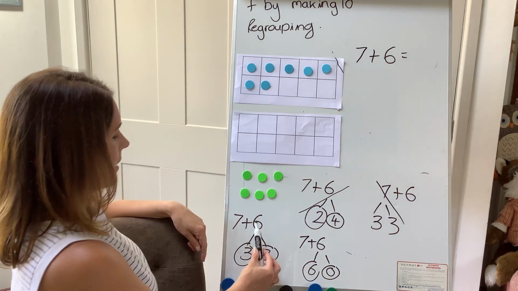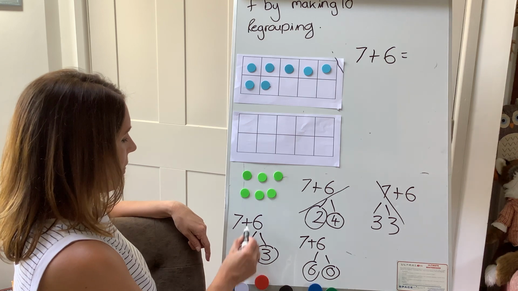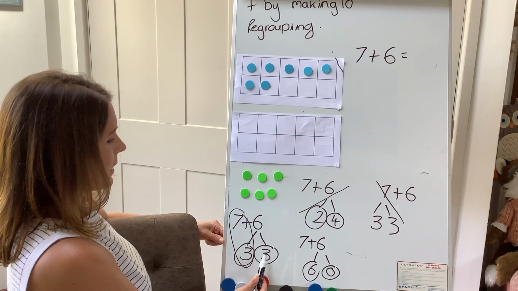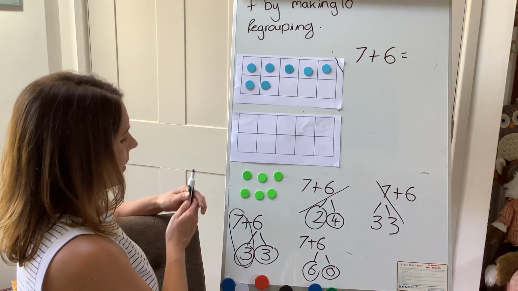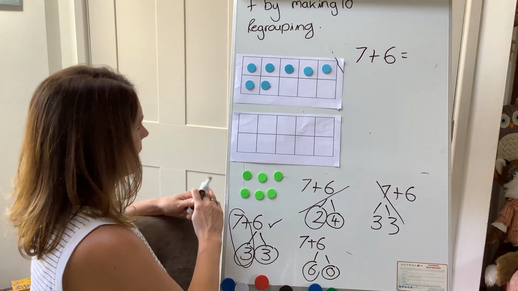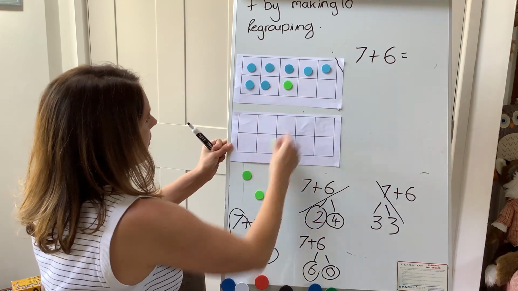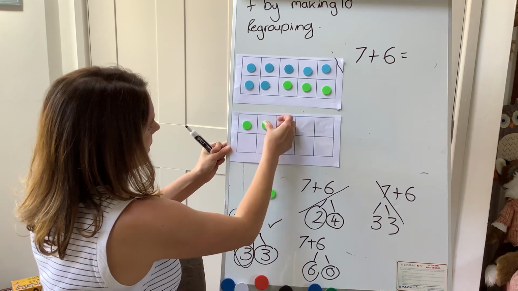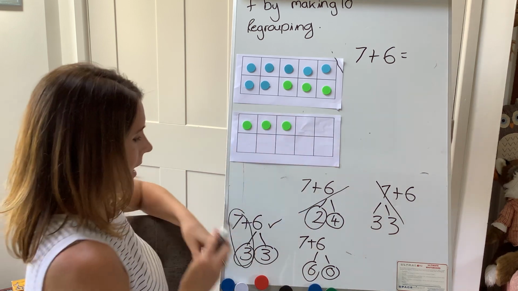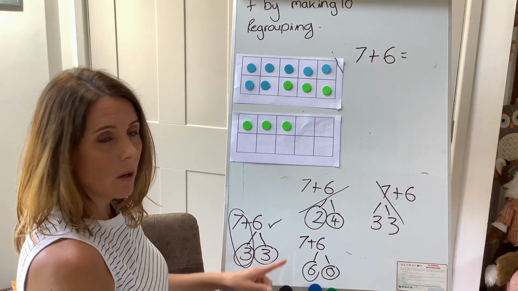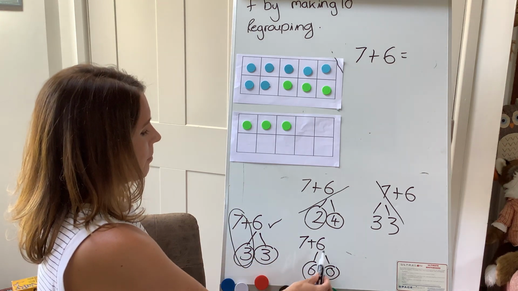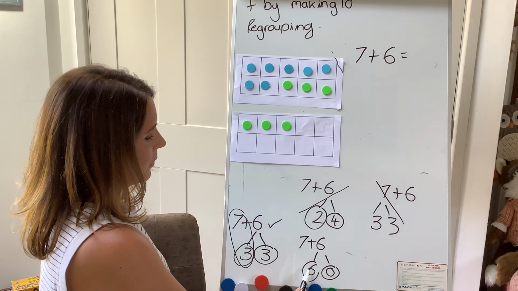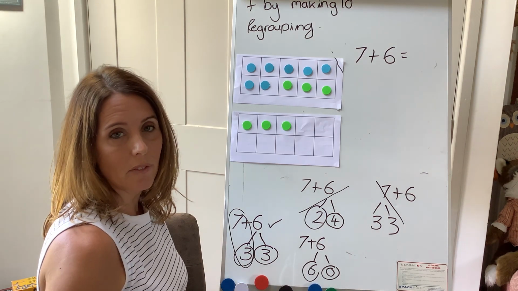This one here, the 6 has been partitioned into 3 and 3. 7 and 3 makes 10. Add on 3 more makes 13. So that one works. And if we look at it here, 7 and 3, if we partition that, and we add on our 3 more, makes 13. The final one here, we've got 7 and 6, partitioned into 6 and 0. 7 and 6 isn't helpful, so this one doesn't work either.